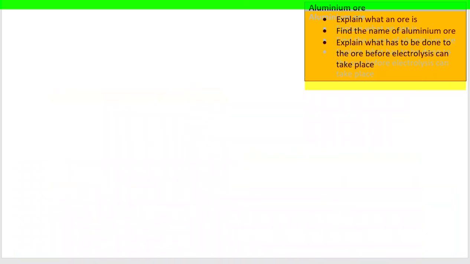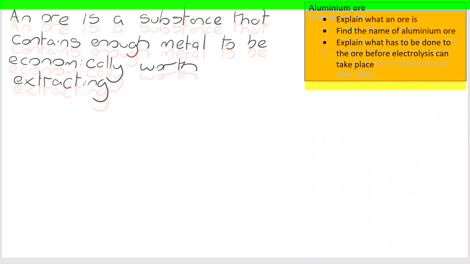So let's begin with aluminium ore. We need to explain what an ore is, find out what aluminium ore is called, and know what we need to do to that ore before electrolysis can take place. Well, we spoke in the previous chapter about an ore being a substance that contains enough metal to be economically worth extracting. It contains metal and we need to get the metal out of it. Now, electrolysis is a very expensive process. You're not going to do this when there are trace amounts of aluminium present.